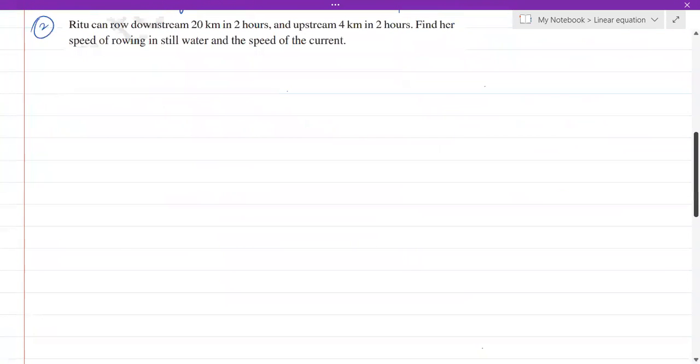Okay, in the next question, Ritu can row downstream 20 km in 2 hours and upstream 4 km in 2 hours. Find her speed of rowing in still water and the speed of the current. Okay, let's say there is a stream that is flowing in this direction. Let's say this is the stream that is flowing in the downward direction.